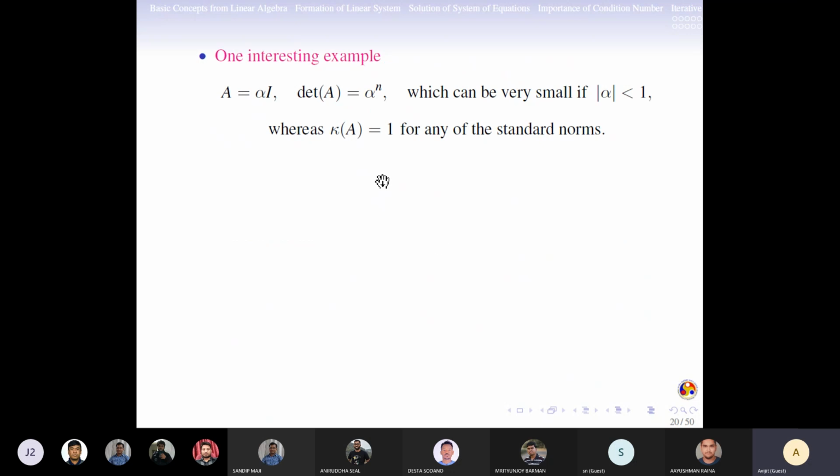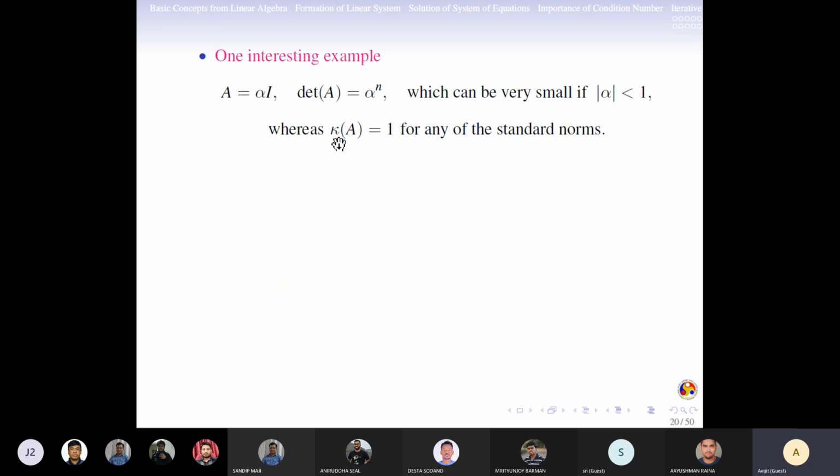Now you can see one interesting example here. We have considered A equal to alpha I, where I is the identity matrix. So the determinant value will be alpha to the power n, and that will be very small if you consider modulus of alpha less than 1. Then you might say that the inverse matrix will be affected, and it may also affect the solutions. But you can see the solution will be x equal to 1 by alpha. So the solution is stable.